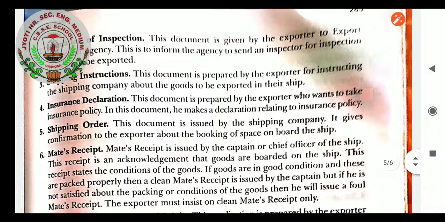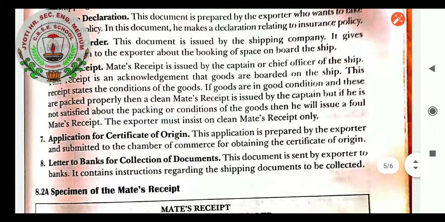Mate's receipt. Mate's receipt is issued by the captain or chief officer of the shipping company. This receipt is an acknowledgement that goods are boarded on the ship, as we have already learned in the process of export. This receipt states the conditions of the goods. If goods are in good condition and packed properly, then a clean mate's receipt is issued by the captain of the ship. But if he is not satisfied about the packing or conditions of the goods, then he will issue a foul mate's receipt. The exporter must insist on clean mate's receipts only.